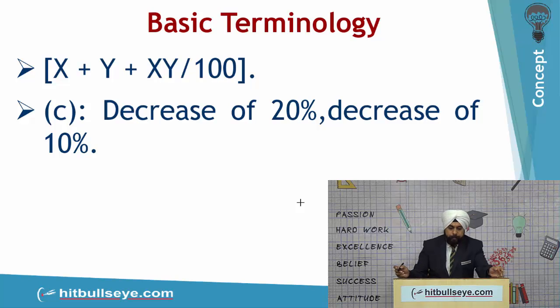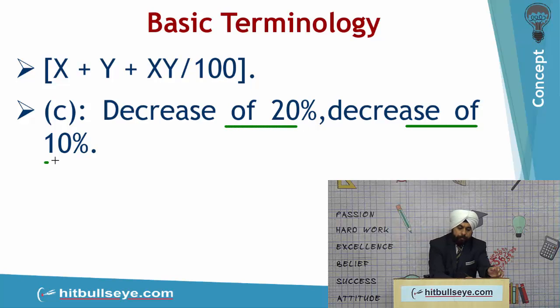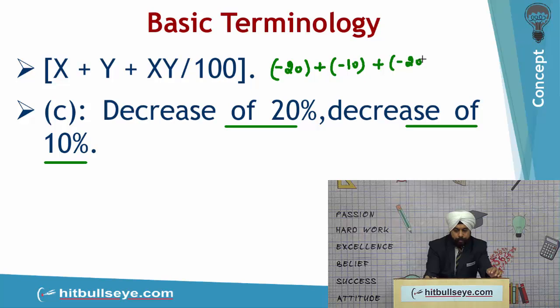Now in this case there is a decrease of 20% and then there is a decrease of 10%. So using the same formula, a decrease of 20% we can take as minus 20, plus it is minus 10, plus minus 20 into minus 10 by 100.